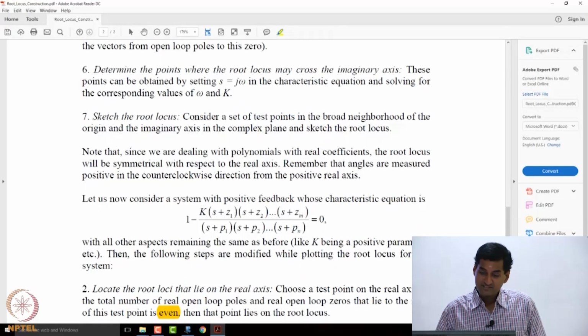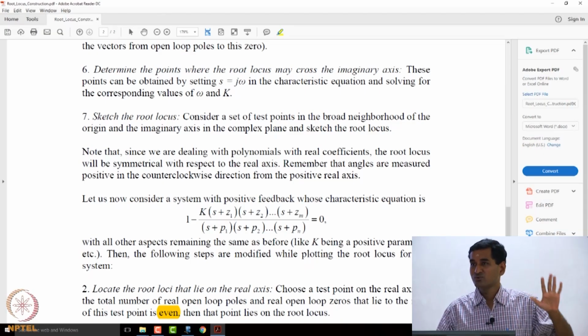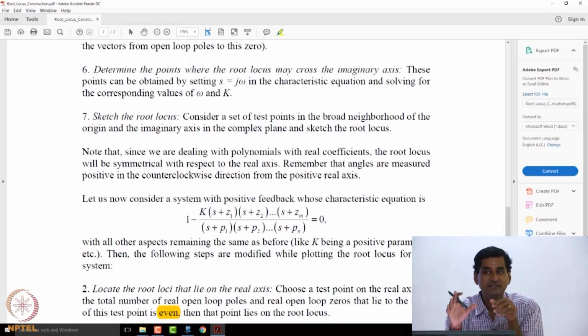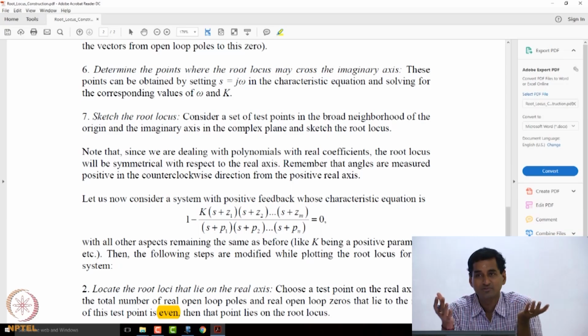So what about step 6? Step 6 remains the same because for the crossover point, you substitute s equals j omega in the closed loop characteristic equation. Of course, we need to be aware that now the closed loop characteristic equation is slightly changed because it becomes 1 minus g of s h of s equals 0. So we need to be careful with that processing. But otherwise you just substitute s equals j omega in the same equation and proceed as before. You equate the real part to 0 and the imaginary part to 0 and find potential solutions for omega and the corresponding value of k. So that's the 6th step.